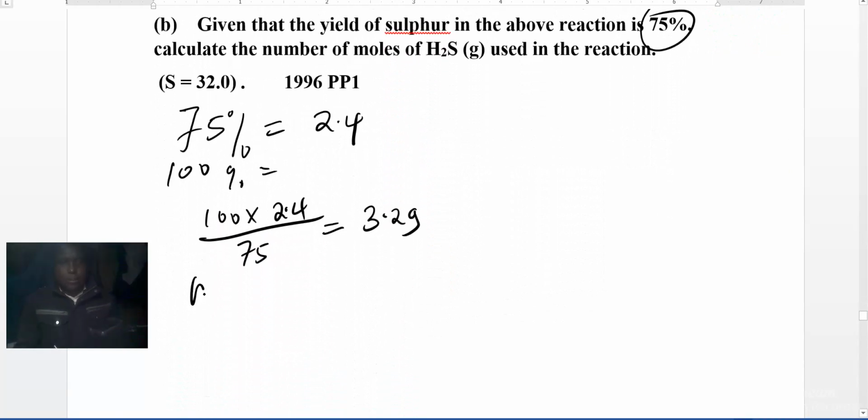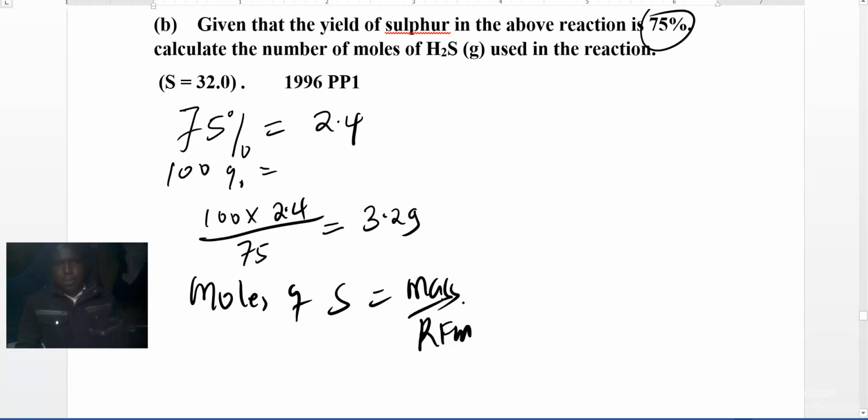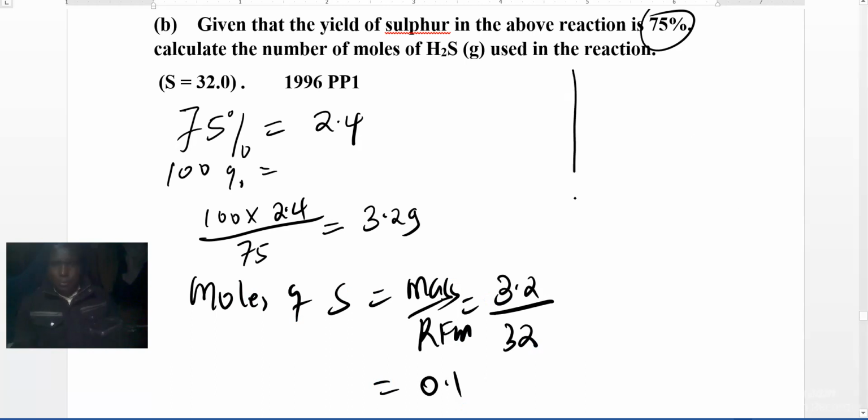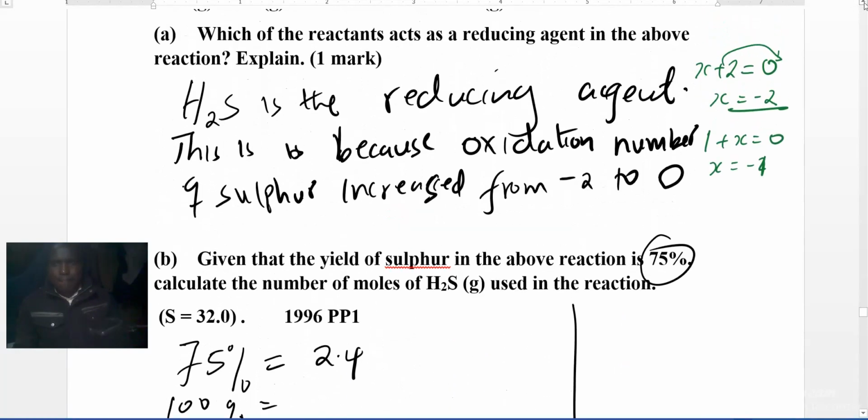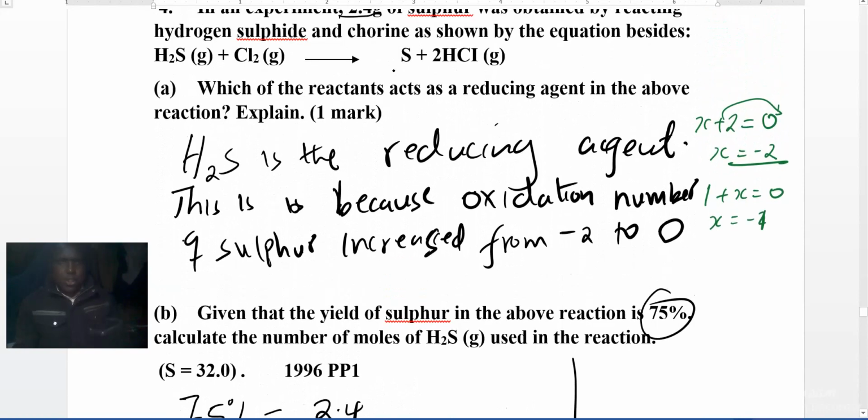Now moles of sulfur is equal to mass over RFM, and that is 3.2 over 32. So it means moles is 0.1. So the moles of sulfur is 0.1. From the equation, again, if I take you back, the mole ratio for sulfur and hydrogen sulphide is 1:1. You can see, meaning that the moles of sulfur will be equal to the moles of hydrogen sulphide.